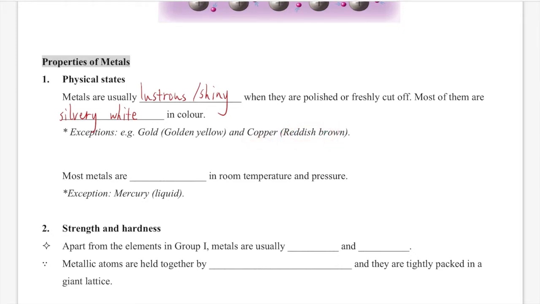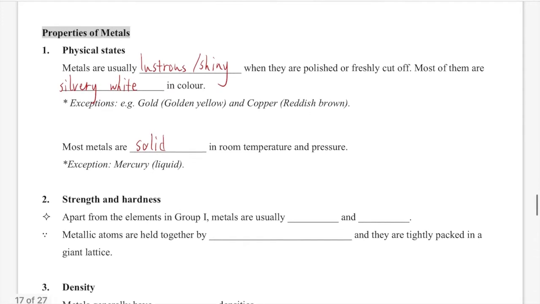Besides the appearance, we also need to talk about the physical states of metals. Most metals are solid at room temperature. Again, there is one exceptional case, which is mercury. Mercury is a liquid at room temperature, and in the old days mercury was used in thermometers, as its volume can easily expand when the temperature increases. So that's the first part, physical states.